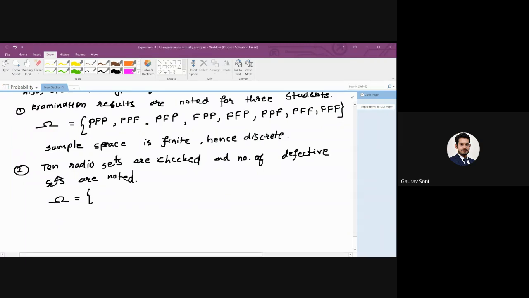Fine. So there may be 0 defectives, or there can be 1 defective, 2 defectives. The possibility is 10 defectives. Again, the same, finite, hence discrete.